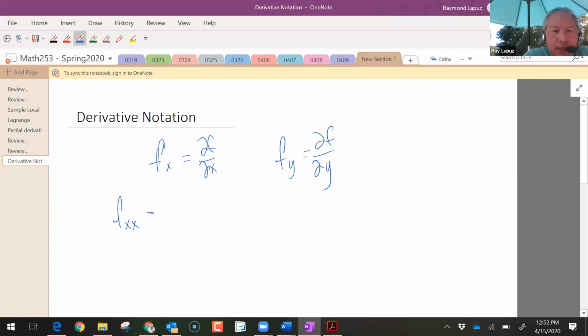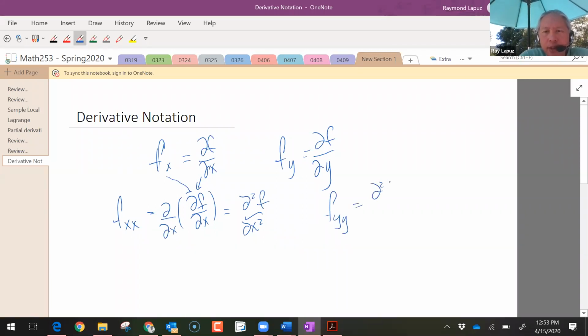Leibniz notation is that this is taking the derivative of f with respect to x. So that's essentially this thing or this thing. And then you're going to take the derivative of that with respect to x. So in this particular scenario, the notation that they come up with is that this is d squared f over dx squared, which is very similar to what we have before with the regular derivatives. And similarly, fyy is d squared f and then dy squared.